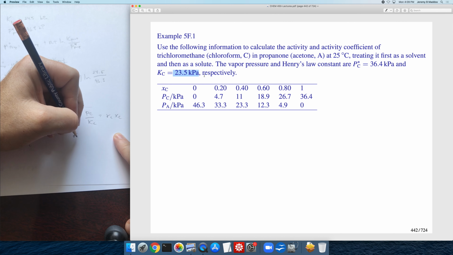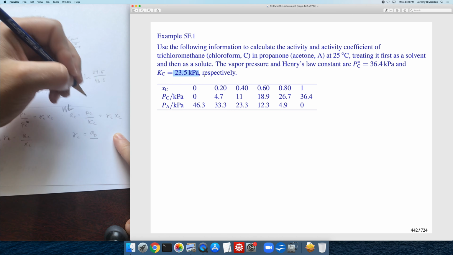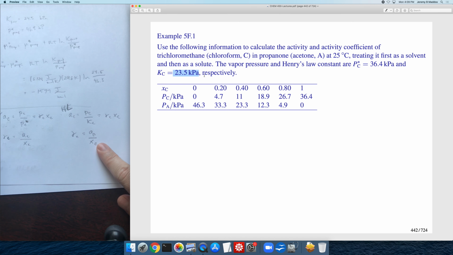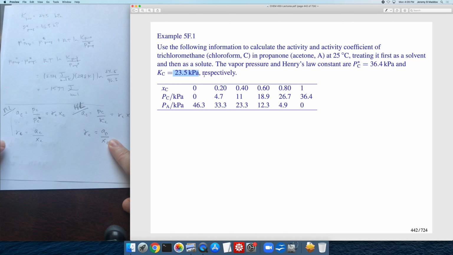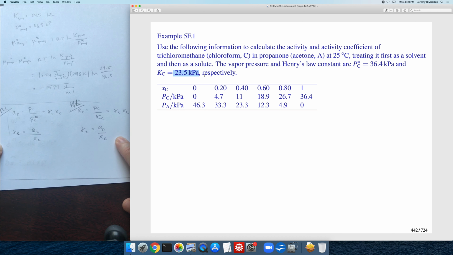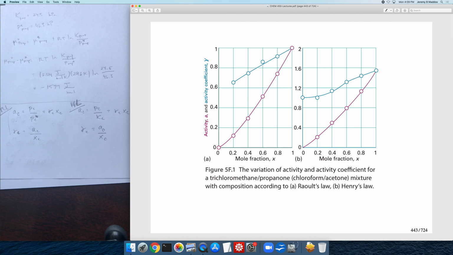So you could still calculate the activity coefficients, but these two references, the Raoult's law reference or the Henry's law reference, are going to give you different values for the activities and the activity coefficients, as illustrated here on these two graphs. So on the left-hand side, this is using the Raoult's law reference, where you would be treating the chloroform as the solvent. Over here, this is the Henry's law reference. These are the numbers that you would get. The blue curve is the activity coefficient, and the red curve is the activity.